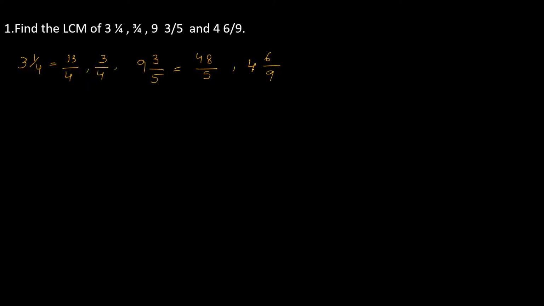This mixed fraction is not in the simplest form. Here 6 and 9, both numbers are cancelable by the 3 table. So convert into simplest form. 3 2s are 6, 3 3s are 9. We can write it as 4 2 by 3. Next, convert into improper fraction. 3 4s are how much? 12. 12 plus 2, 14. 14 by 3. Now the fractions are 13 by 4, 3 by 4, 48 by 5, 14 by 3.